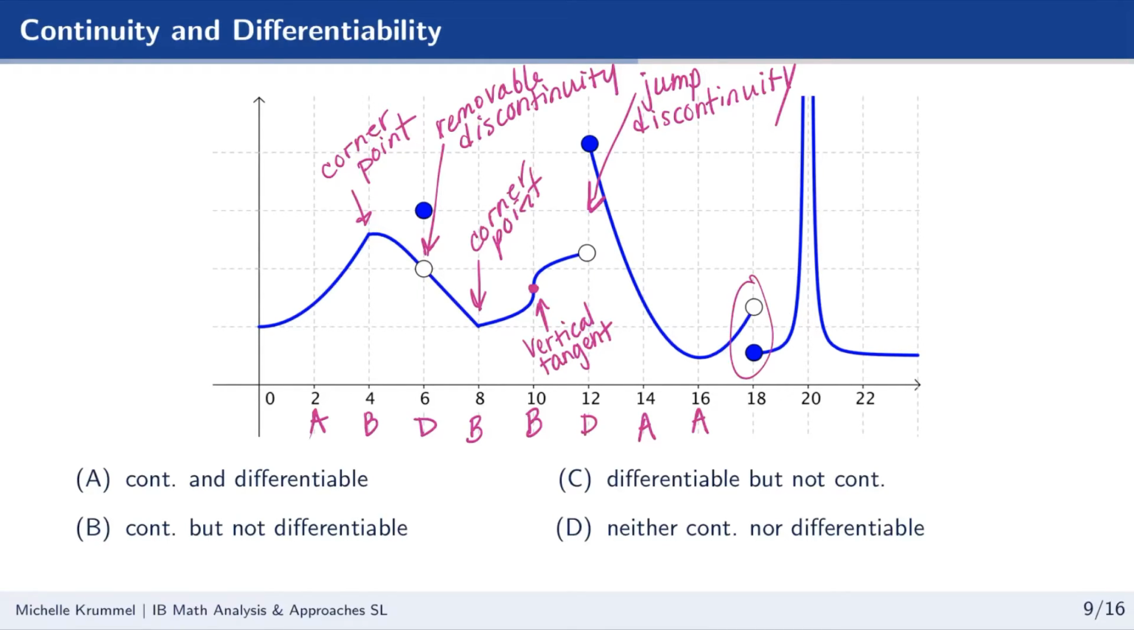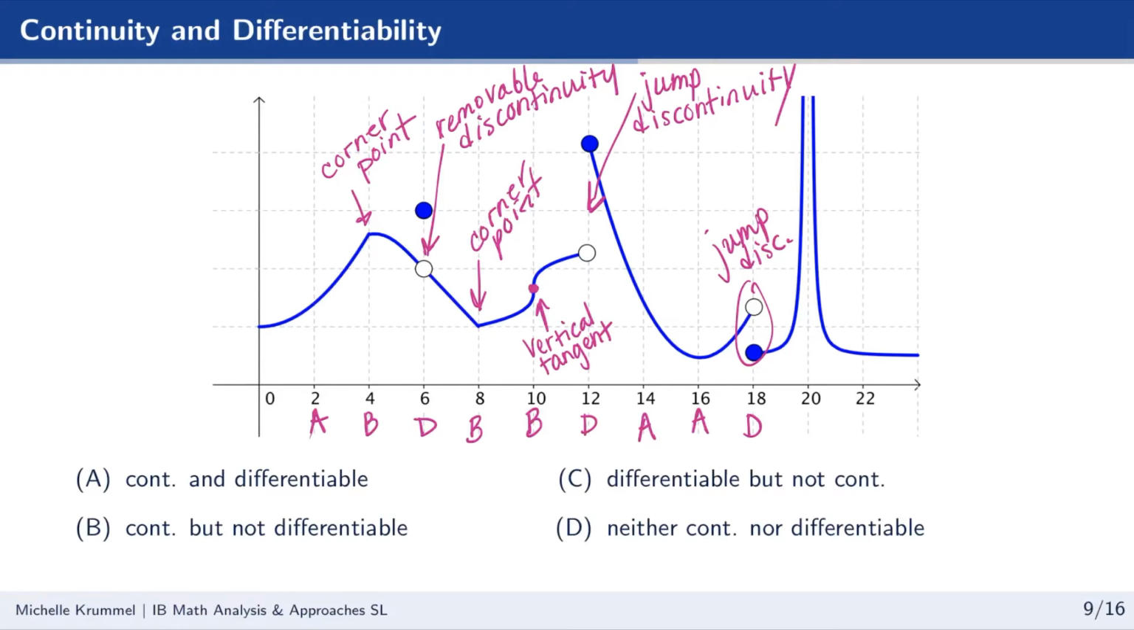18, we have a discontinuity, deal breaker. It's a discontinuity, so not continuous, and then immediately not differentiable. It's neither. All right, that's a jump discontinuity.